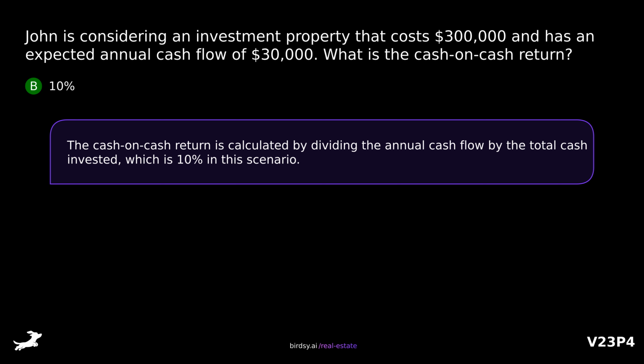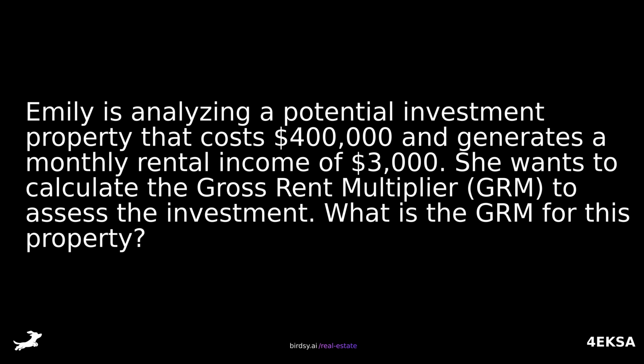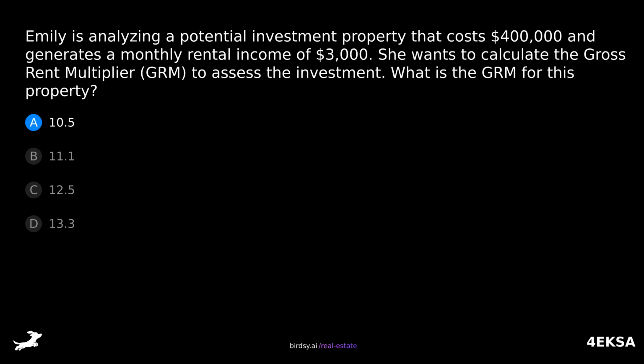in this scenario. Emily is analyzing a potential investment property that costs $400,000 and generates a monthly rental income of $3,000. She wants to calculate the gross rent multiplier, or GRM, to assess the investment. What is the GRM for this property? Is it A, 10.5, B, 11.1, C, 12.5, or D, 13.3?